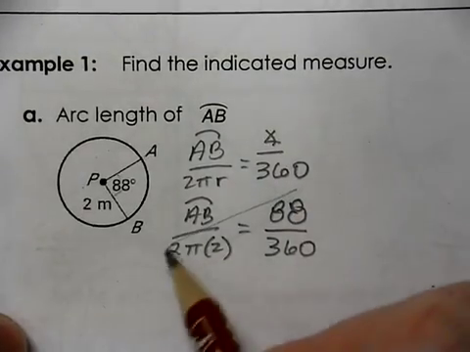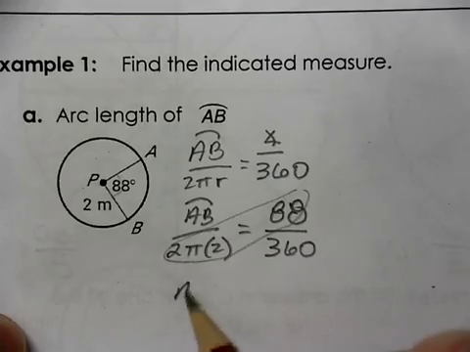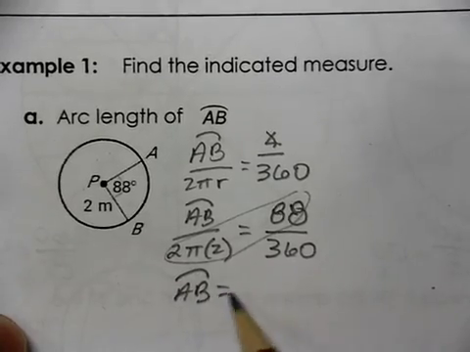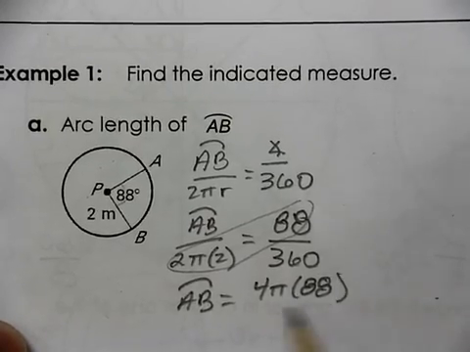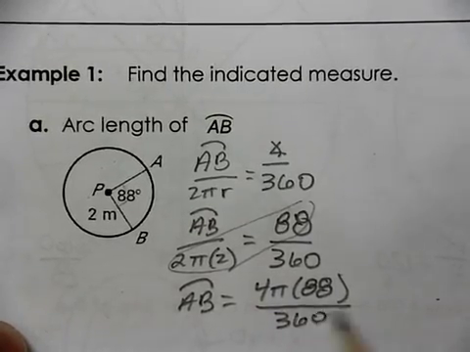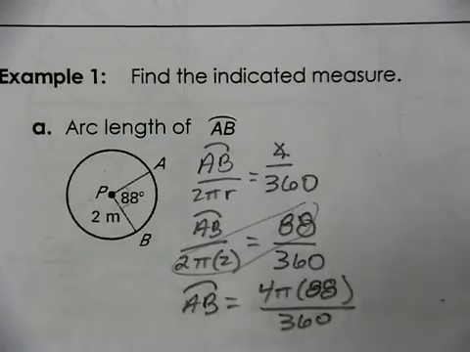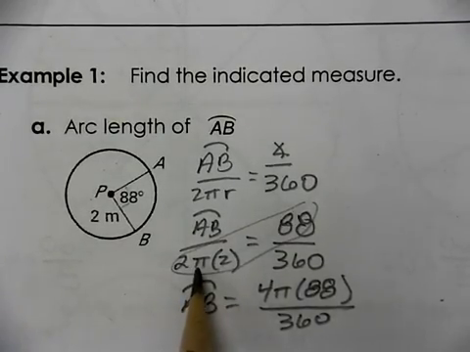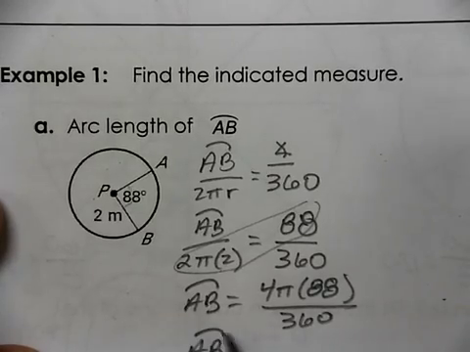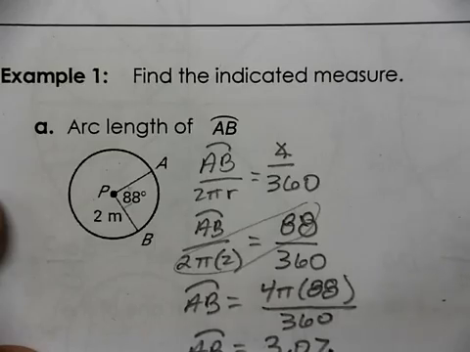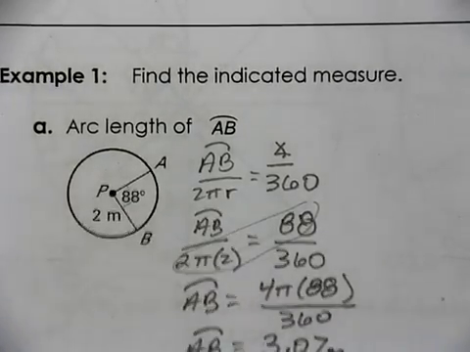So now to solve this, we're going to cross multiply to get 4 pi times 88 over 360, because 2 times 2 times pi is 4 pi. So using our calculator, we'll come up with 3.07 meters.